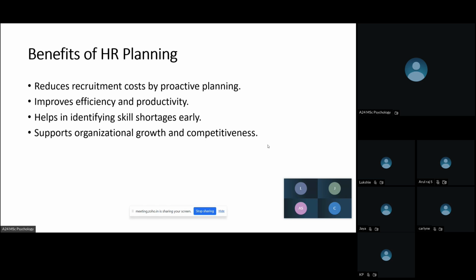And second thing is, it improves the efficiency and productivity for the entire workforce. By HR planning, we are making sure that every person in the organization has a line manager so that they can trust them, they can talk about things with them, and it will enhance the productivity altogether. And third point, it helps in identifying skill shortages early.